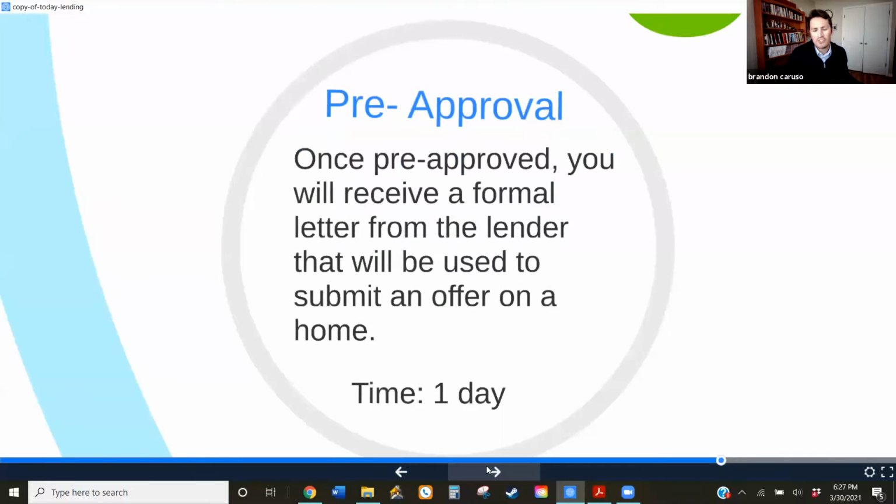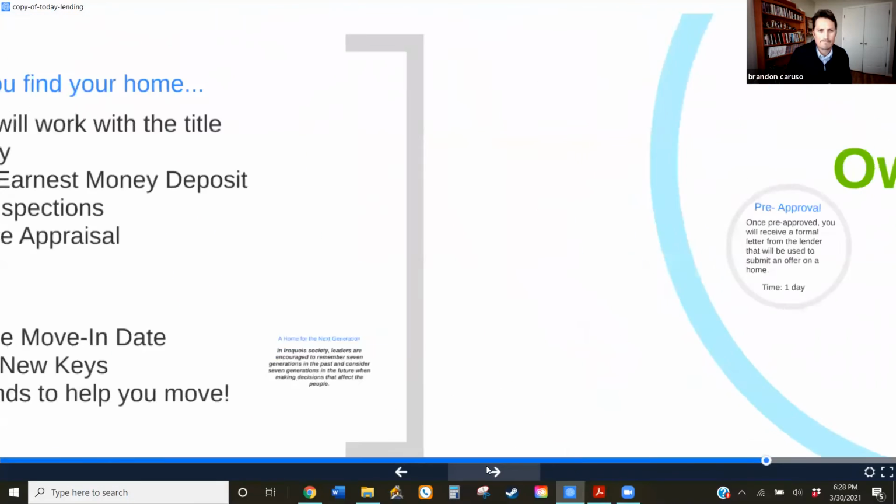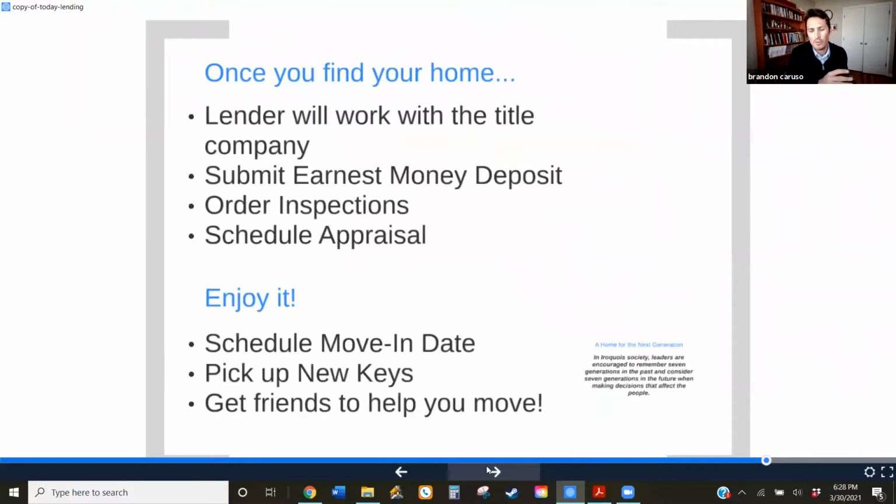Okay, and then once everything checks out there, you get pre-approved. You're going to receive a formal letter from the lender, and it's going to say how much you're pre-approved for, and then you can go out and start looking for homes. And all in all, at this point, you've probably spent maybe 10 minutes on application and maybe an hour gathering documents. And so you're probably now around day 2 or 3, and by now you have a pre-approval letter.